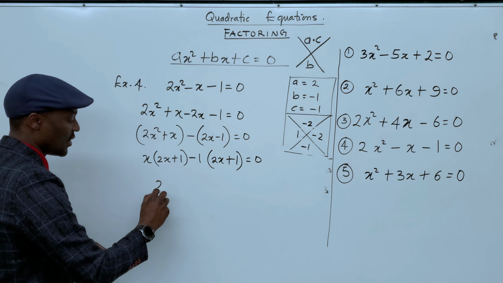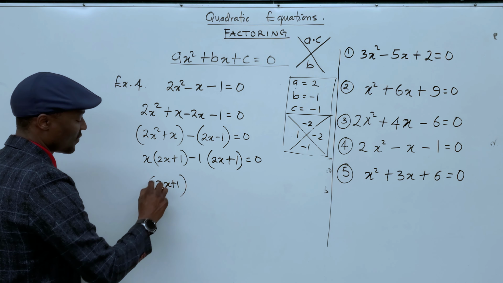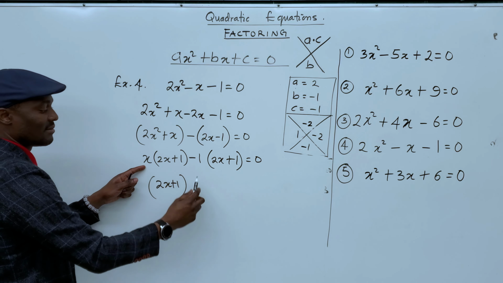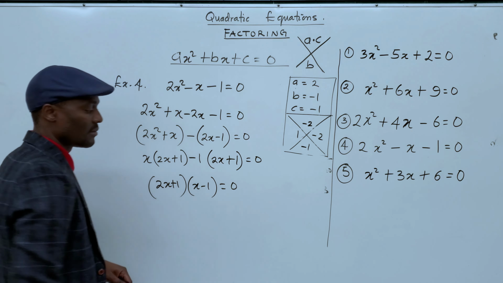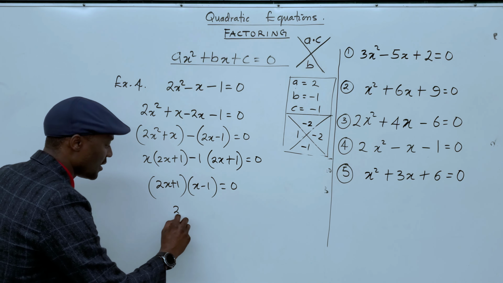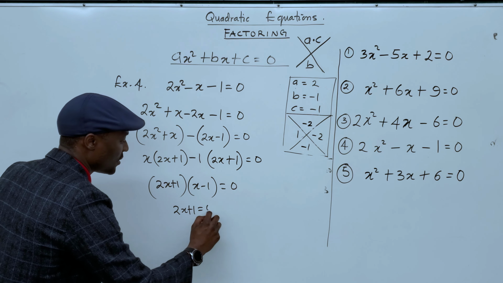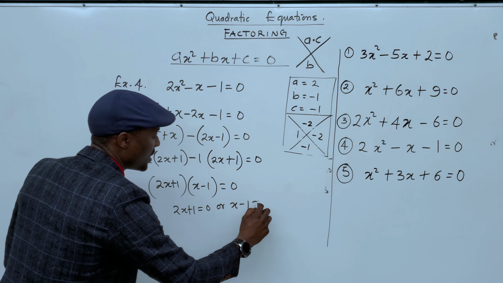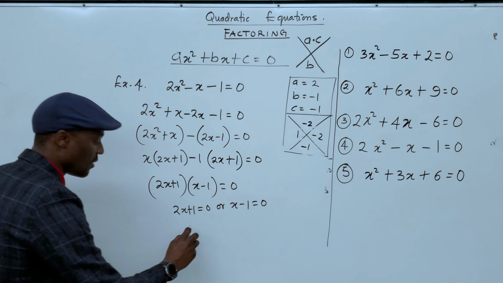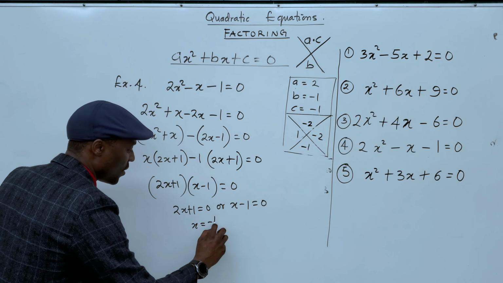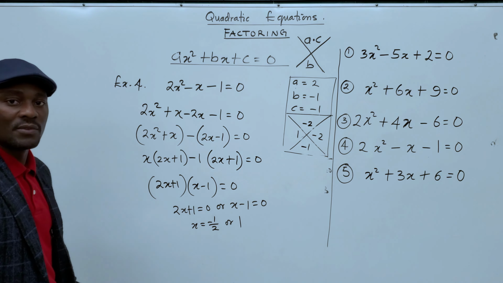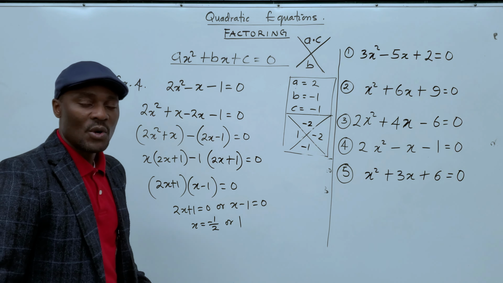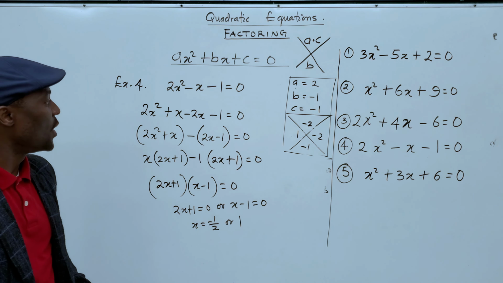You factor that. You have 2x plus 1, and bring the boys outside in, x minus 1 equals 0. So we can solve this and say 2x plus 1 equals 0, or x minus 1 equals 0. This, when you solve, will give you x equals -1 over 2, or x equals 1 from that side. Okay, so that's how that one goes.